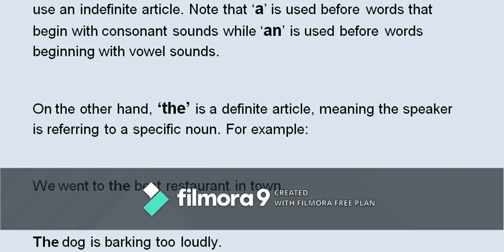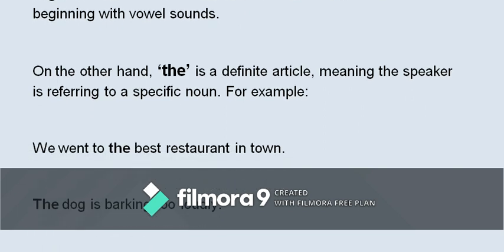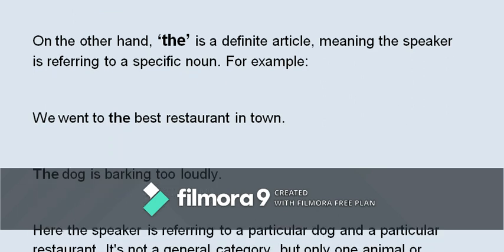This article, "the," is the determiner that is telling us or limiting the noun, that is the restaurant. The dog is barking too loudly. Over here, dog is the noun and the is the determiner.